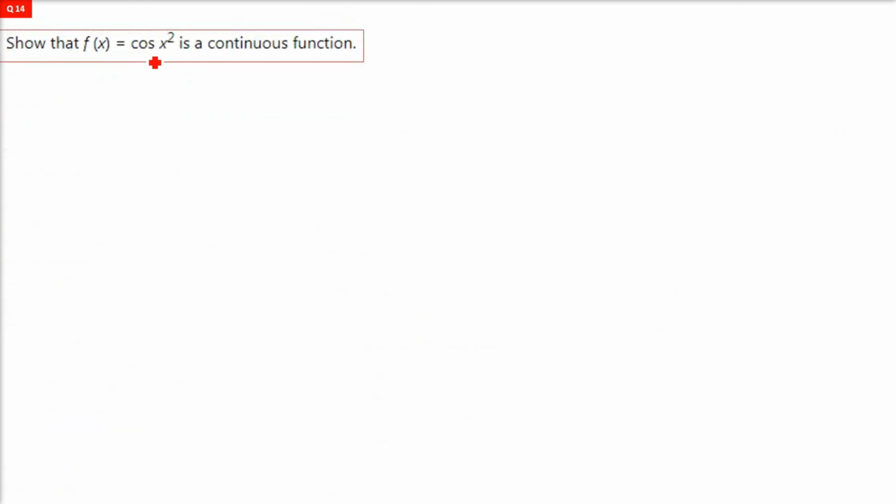Show that the function f(x) = cos x² is a continuous function. So this is cos θ, where θ is x². Cos x, or cos θ, or cos of whichever variable, is continuous, as we have just seen in our previous question. And this θ, which we are representing by x², is a polynomial function. This is already continuous.